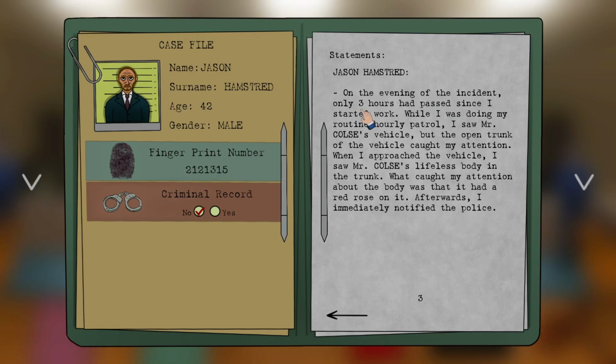On the evening of the incident, only 3 hours had passed since I started work. While I was doing my routine hourly patrol, I saw Mr. Coles' vehicle, but the open trunk of the vehicle caught my attention. When I approached the vehicle, I saw Mr. Coles' lifeless body in the trunk. What caught my attention about the body was that it had a red rose on it. Afterwards, I immediately notified the police.